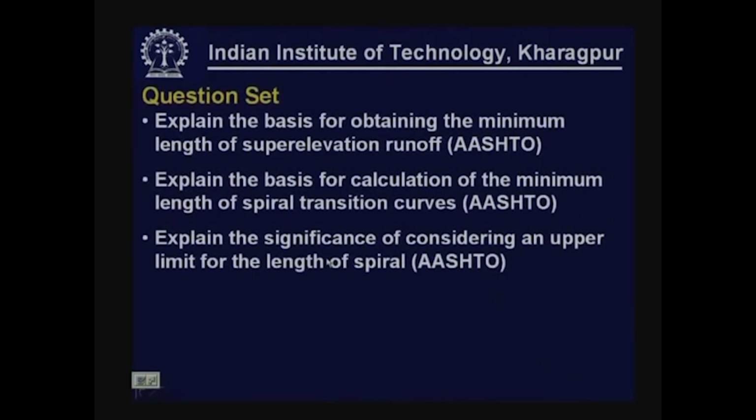Now, let me put some questions. Explain the basis for obtaining the minimum length of superelevation runoff as per AASHTO procedure. Number 2, explain the basis for calculation of the minimum length of spiral transition curves, again as per AASHTO recommendations or AASHTO approach. And third, explain the significance of considering an upper limit for the length of spiral. Why an upper limit is suggested in AASHTO design guideline. Try to answer these questions.